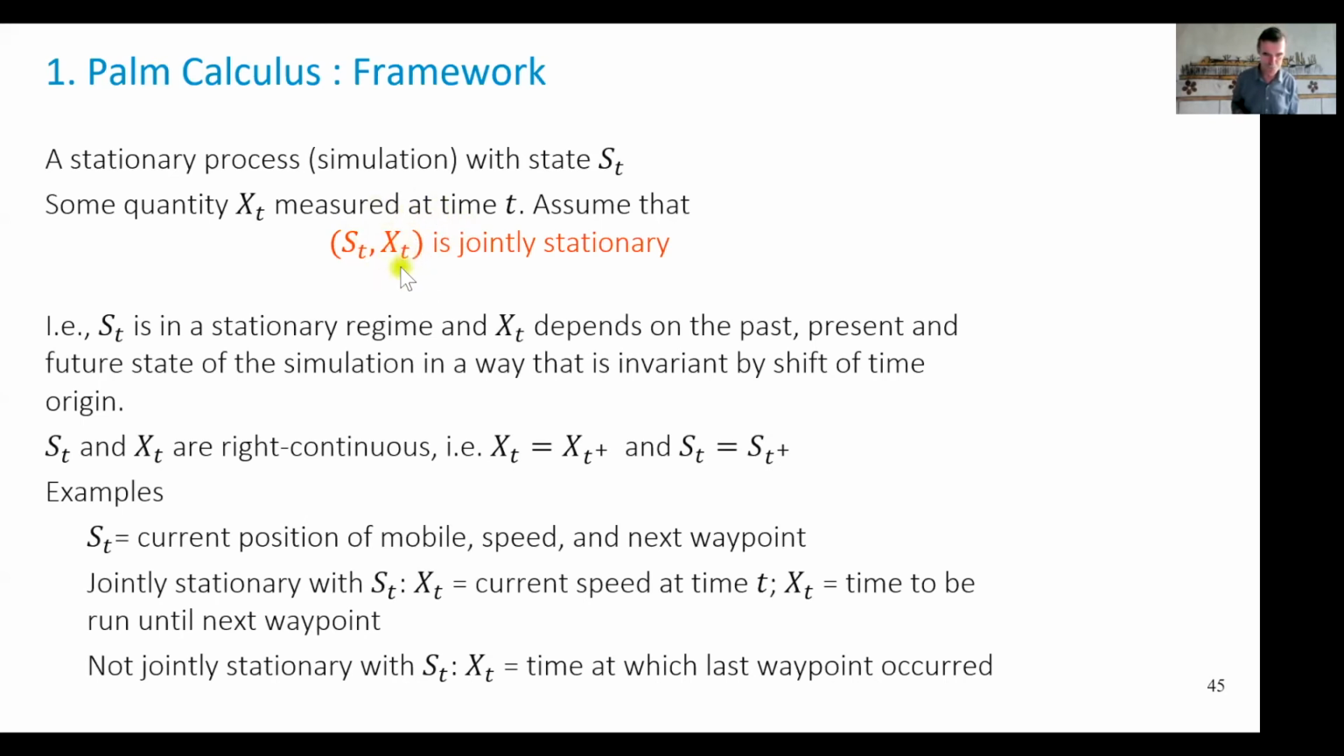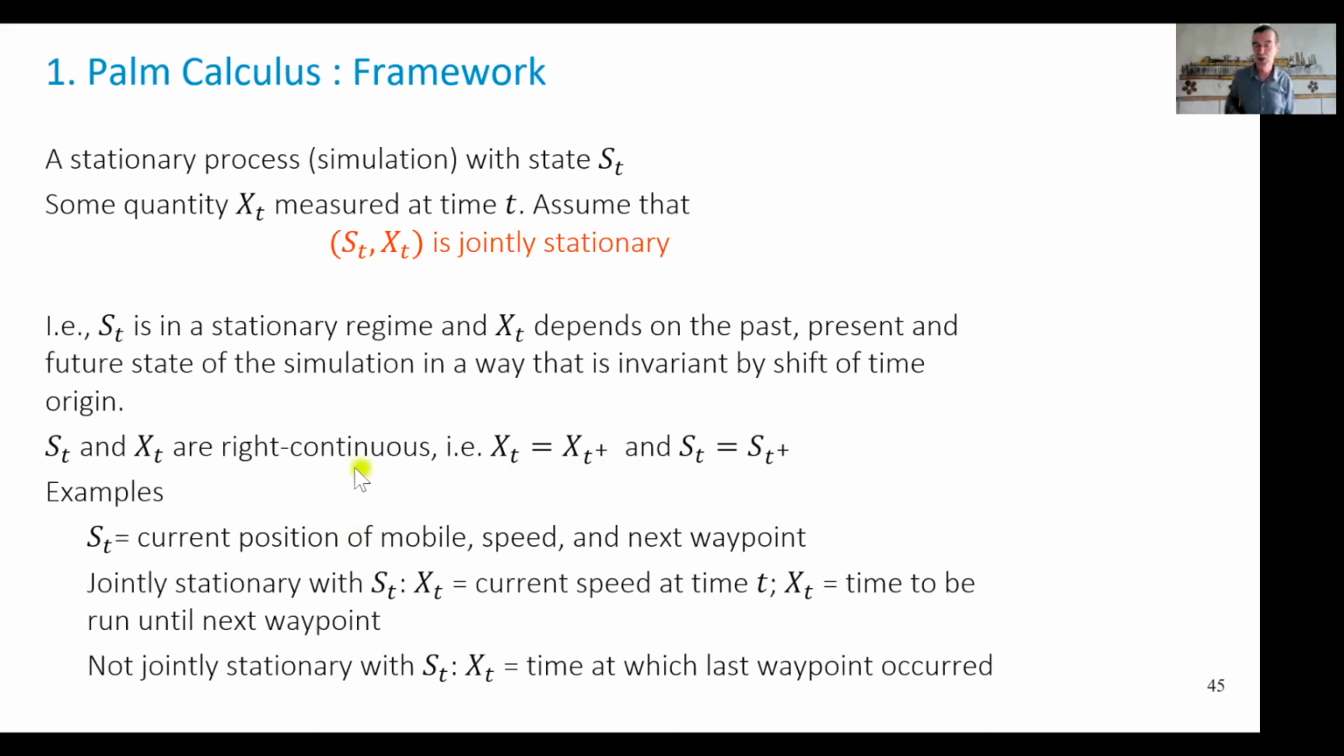dimensions. Palm calculus applies to stationary stuff. So stationary is the keyword here. We need the simulation to be in a stationary regime. The formulas, at least mathematically, are not rigorously true if the simulation does not have a stationary regime. There are a few technical assumptions that I'll skip here.